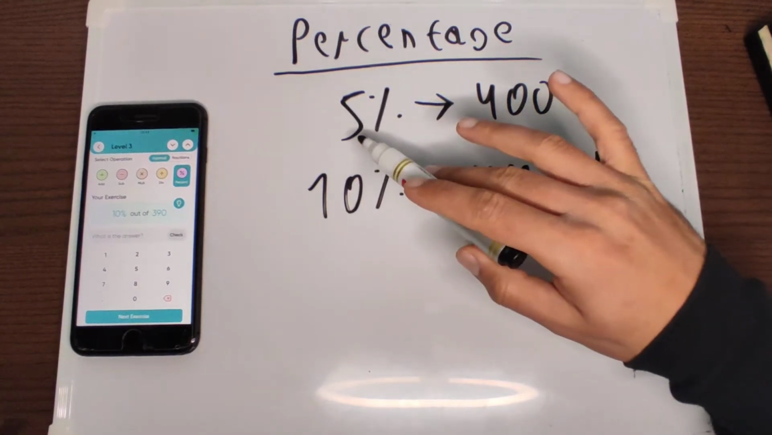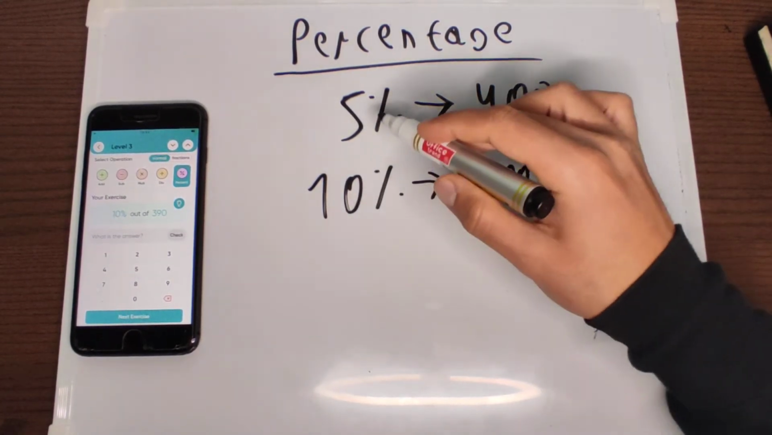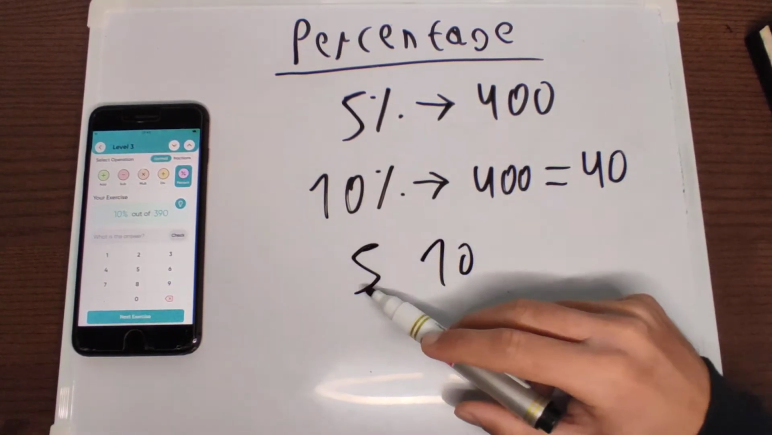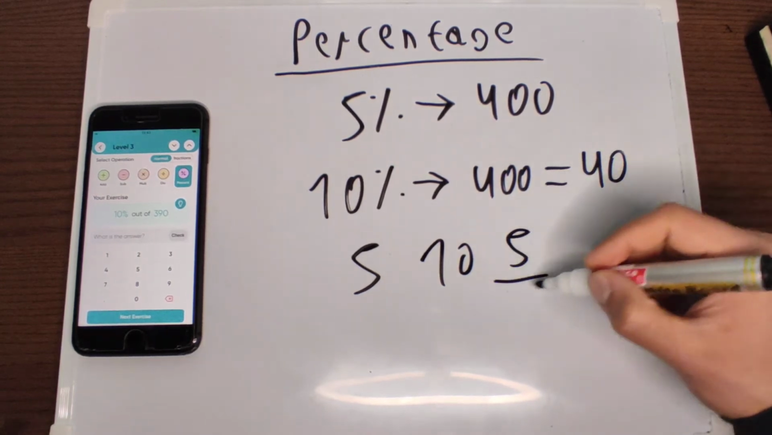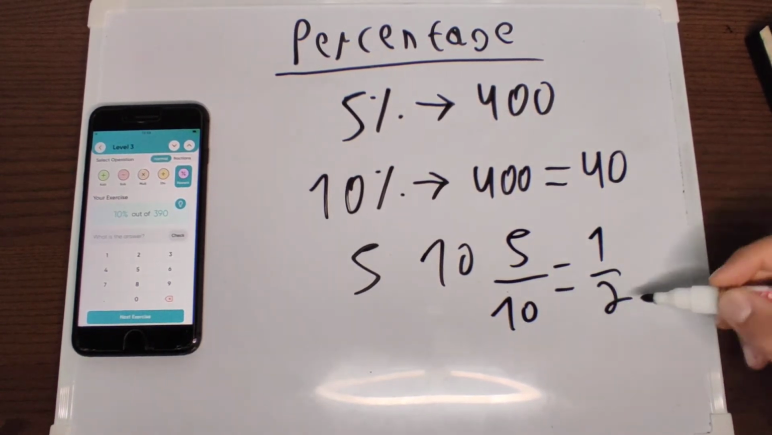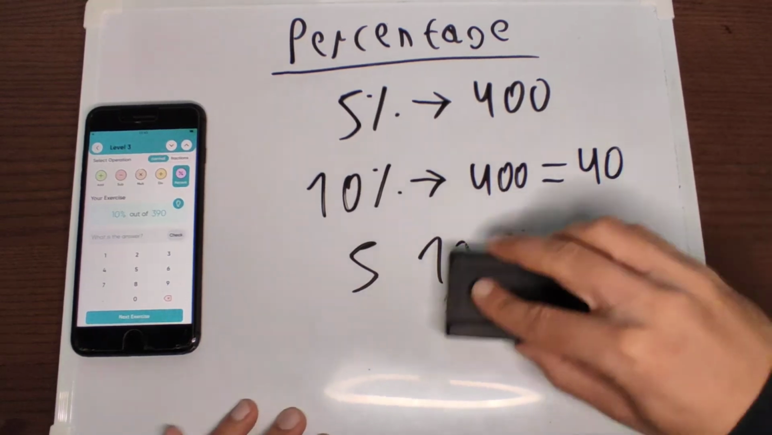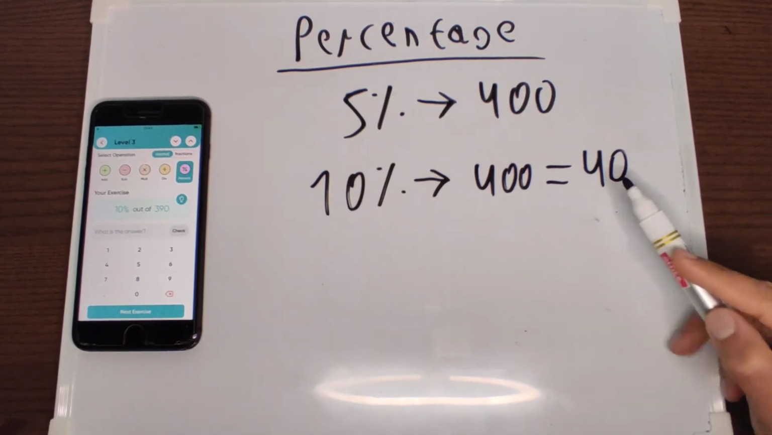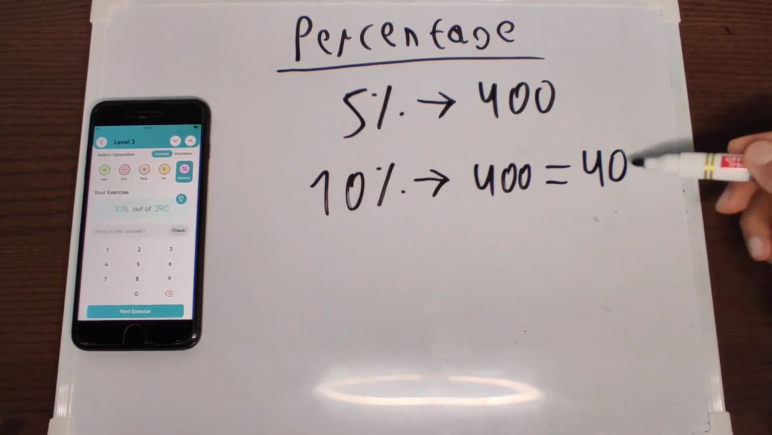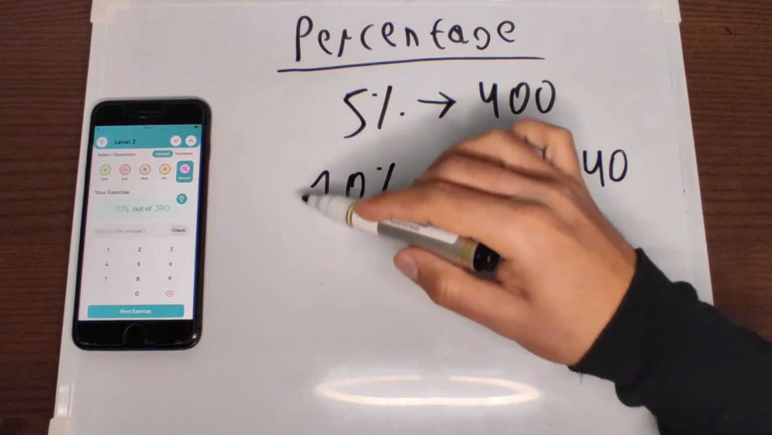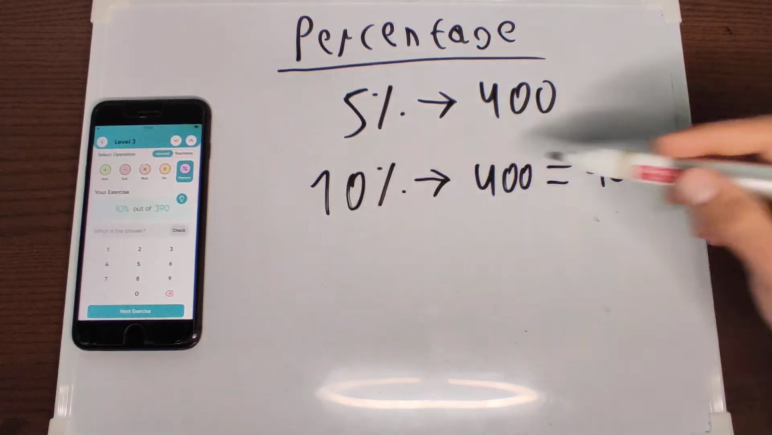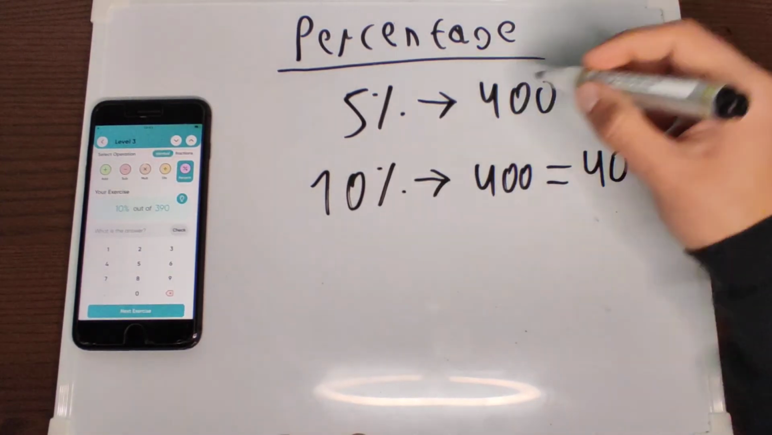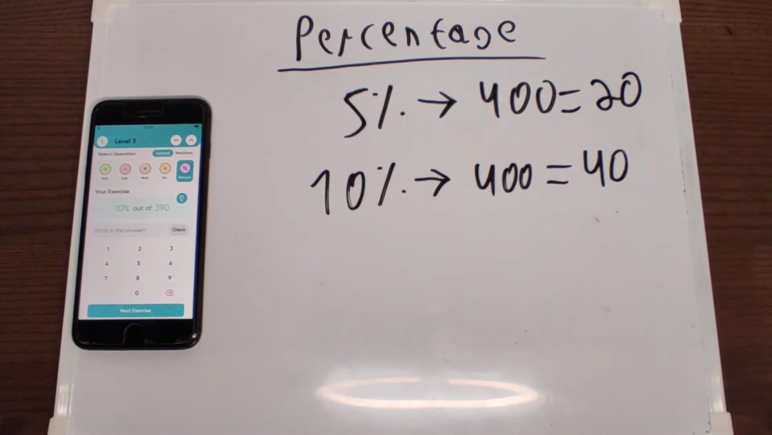But we need to calculate 5%. And we know that 5% is half of 10% because 5 is half of 10. 5 out of 10 is actually a half. So if 10% are 40, then 5% will be half of the 40, because 5 is half of 10 and 10% are 40. So it results in 20.